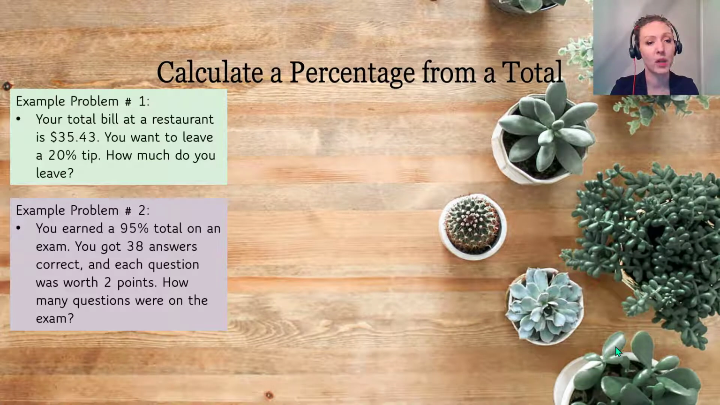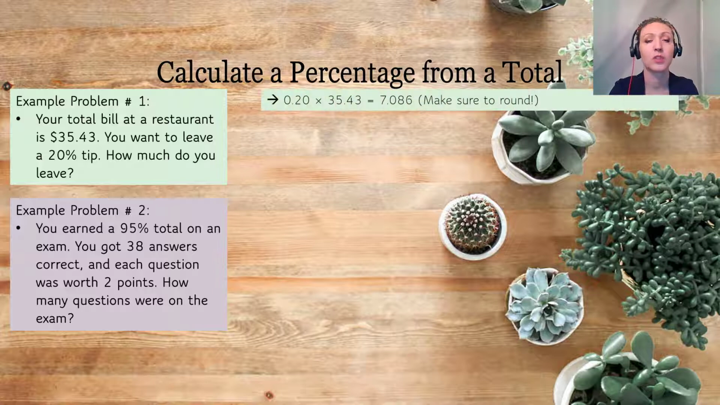Example problem number 1. Your total bill at a restaurant is $35.43. You want to leave a 20% tip. How much do you leave? Okay, so what we're going to do is we're just going to take that percentage and convert that to a decimal. We're going to multiply that by the dollar amount of the bill.